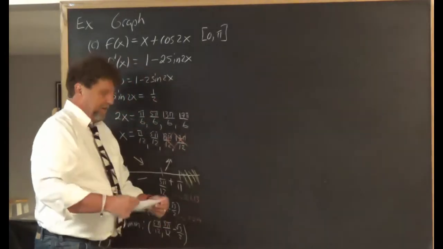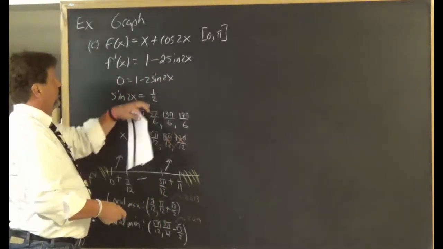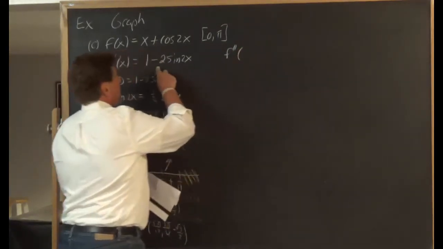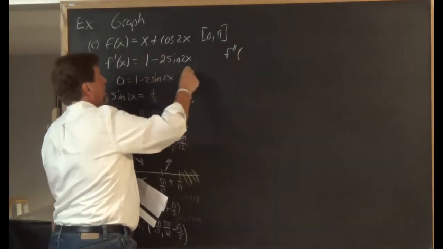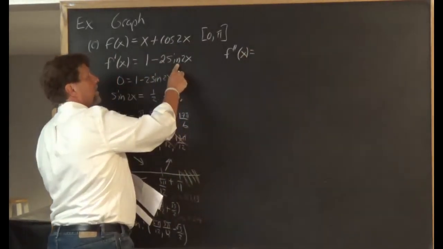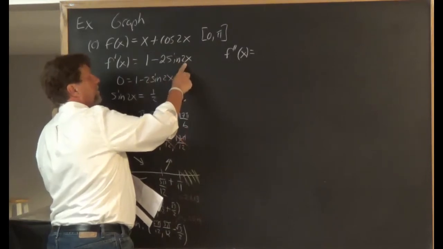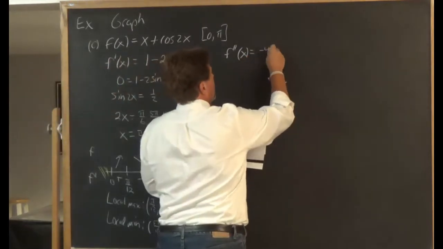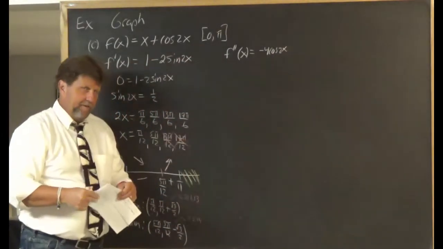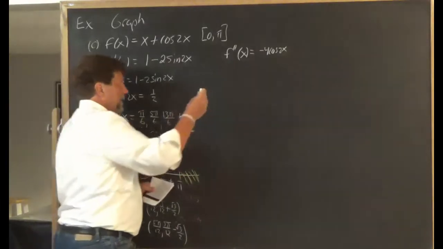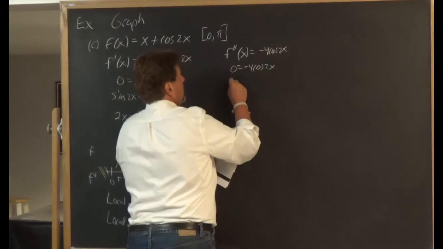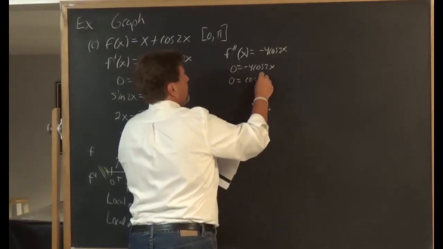Alright, time for the second derivative. So the second derivative is, the derivative of sine is cosine, and then I have to remember the chain rule, so I get negative 4 cosine 2x. That's the second derivative. And I'd have to set it equal to 0. I divide both sides by negative 4.